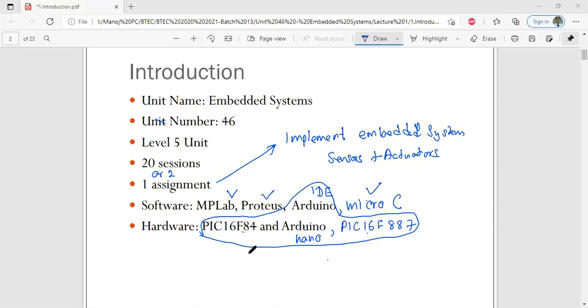So these things we require, right? MPLAB, Proteus, and mikroC we need at first. That means maybe from the next lecture we are going to use them. MPLAB, Proteus, and mikroC. I suppose that you have an idea on working on Proteus, and most of you have an idea on working on Arduino, right?